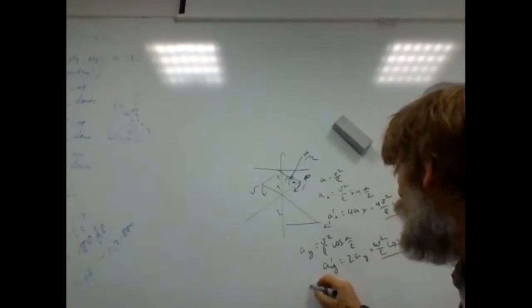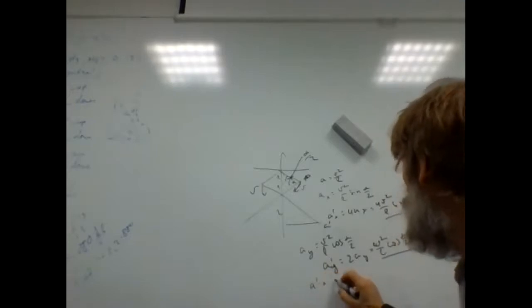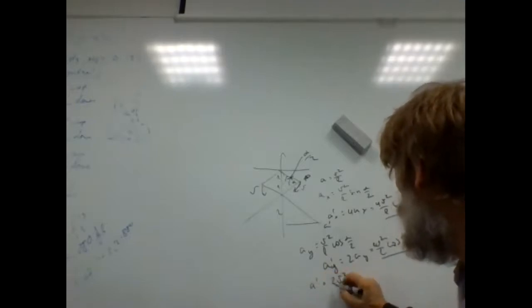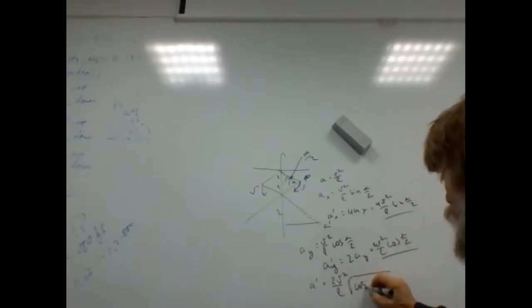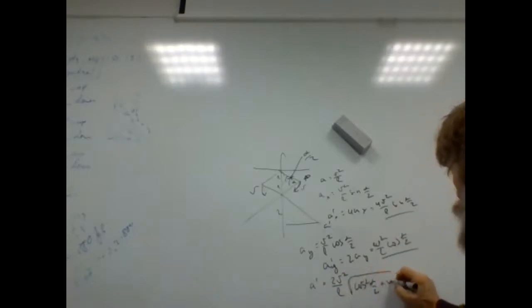On the other hand, you can add them too, in which case you obtain that A prime by modulus is 2v squared divided by L, and then the square root of cosine square alpha over 2 plus 4 sine square alpha over 2. And you can simply rewrite it if you like. I'm not saying simplify, but probably it's a little bit simpler, as 1 plus 3 sine square alpha over 2.